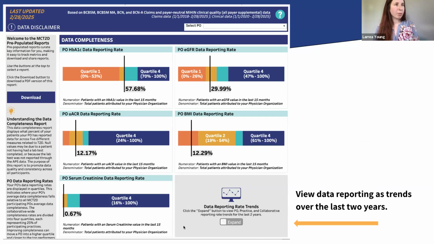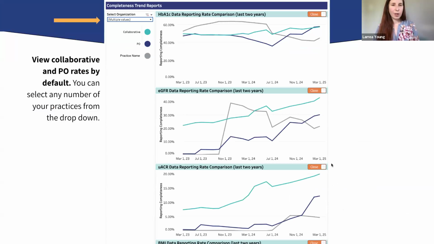You can also, in this report, in this gray box that you see at the bottom, expand this to see your data reporting trends for the last 2 years. And I'll show you what that looks like. So if you were to hit that expand button, this panel would open up.